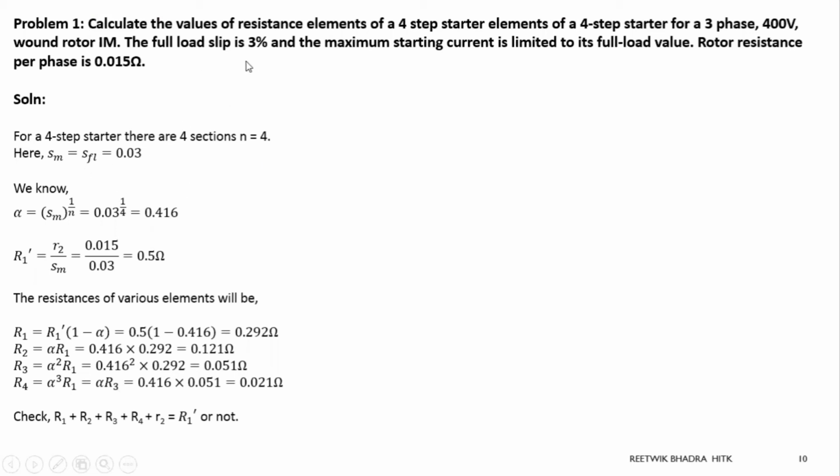The full load slip is 3%, and the maximum starting current is limited to its full load value. So at this full load value only, the maximum starting current occurs. So Sm is equal to Sfl, which is 0.03. Directly over here we are getting the value of Sm, so we don't need to calculate it. In the next problem, we have to calculate the value of Sm. That's why I have taken two different problems.